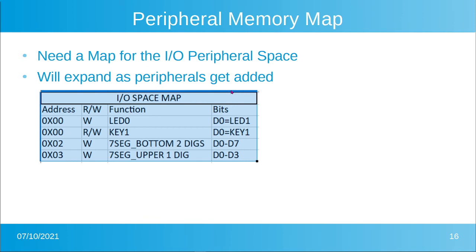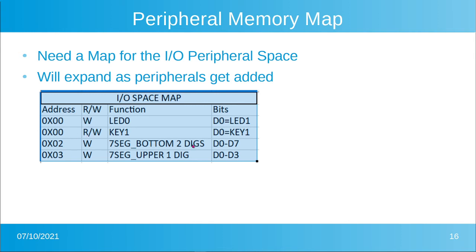At this point, we need a peripheral memory map. I guess it would be called memory. It's not really memory. There's a peripheral address, so I guess it's a peripheral memory map, but it's the I/O space map. Currently, we only have 3 things. We have an LED that we can write to. We have a key. Well, the key should just be read. That's a typo right there, not read/write. We put both the key and the LED at the same address, and both only use D0. The differentiation between these two is whether it's a read or write.